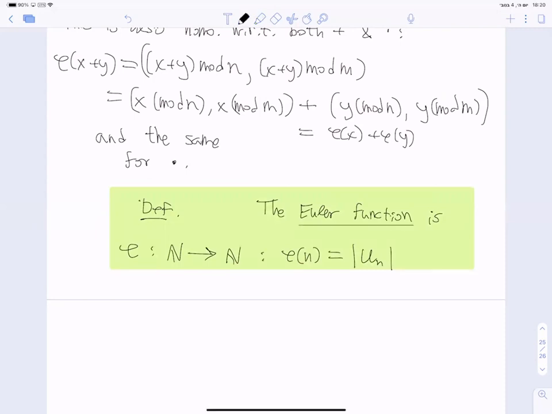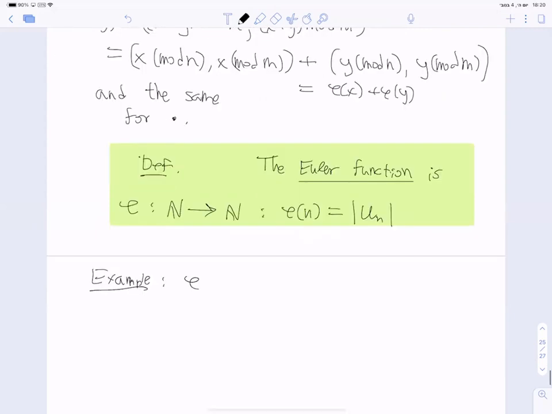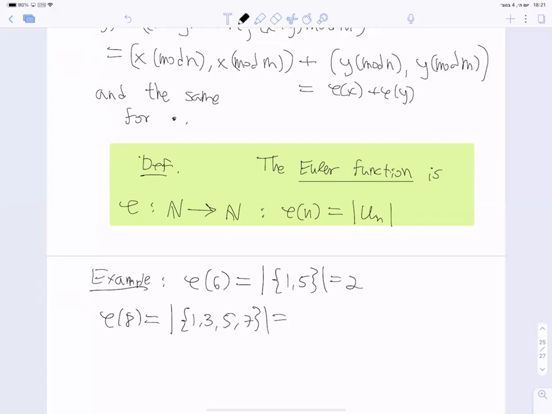For example, what is phi of 6? It is actually the number of coprime elements up to 6. It's the order of this set, which is 2. What is phi of 8? It's the cardinality of this set. It's 4.